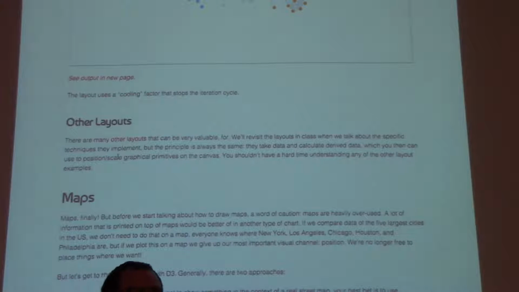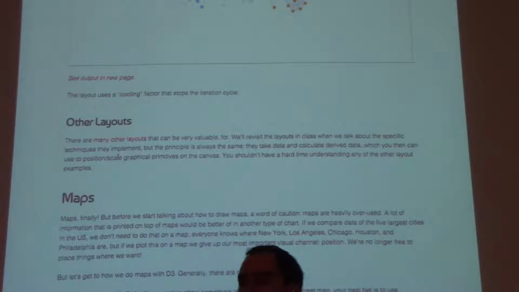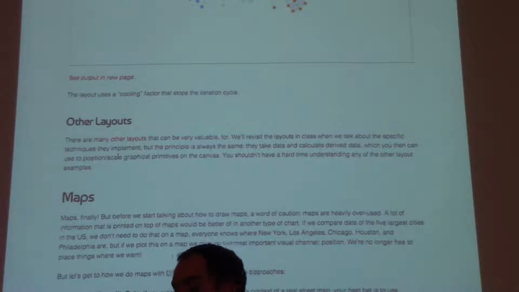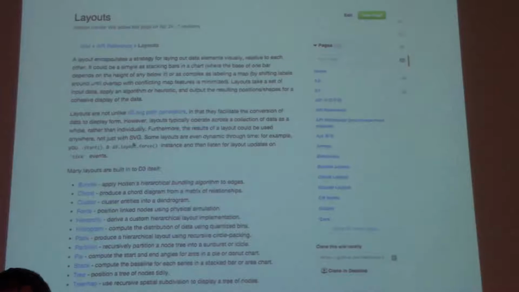And then I briefly mentioned that there are many other layouts. For example, tree layouts are very valuable. You have node-link diagram tree layouts, you also have treemap layouts, you have sunburst layouts. And I will talk about these when we talk about the actual visualization techniques, but you can simply go to this link and take a look at all the different layouts that there are.